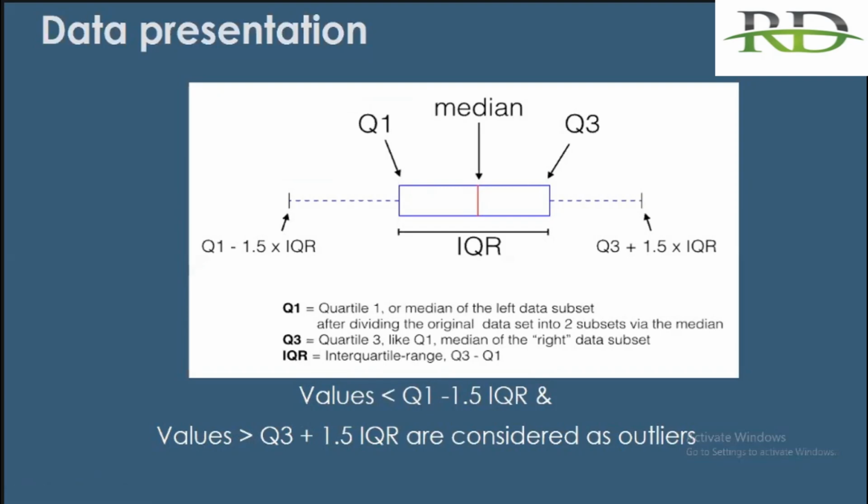And values which are beyond Q1 minus 3 times the IQR and Q3 plus 3 times the IQR, here on the right, are known as extreme values. I hope you all understand the difference between an outlier and an extreme observation. I will explain this to you with the help of an example.